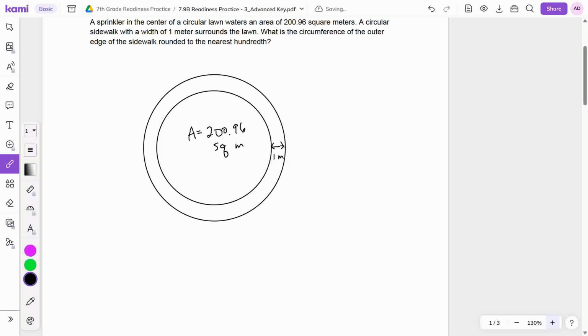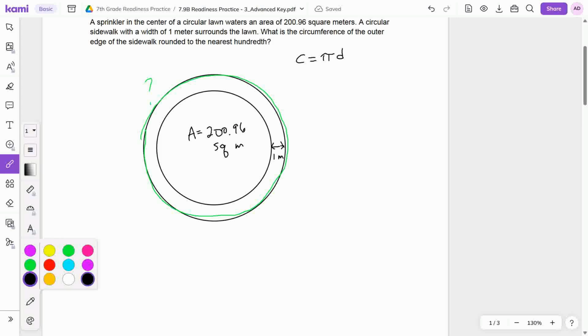Now, what is the circumference of the outer edge of the sidewalk rounded to the nearest hundredth? So now I'm looking for this right here. That's my circumference. That's what I'm wondering what it is. Well, what do I know about circumference? Circumference equals pi times diameter. I don't know what the diameter is. If I could figure out what the radius is, I could double that to find the diameter.